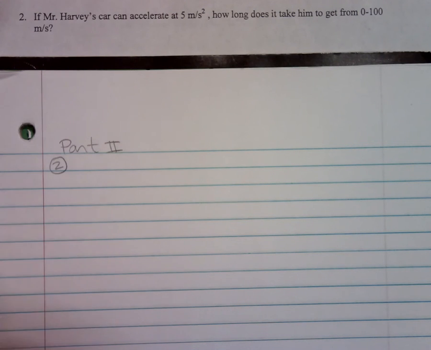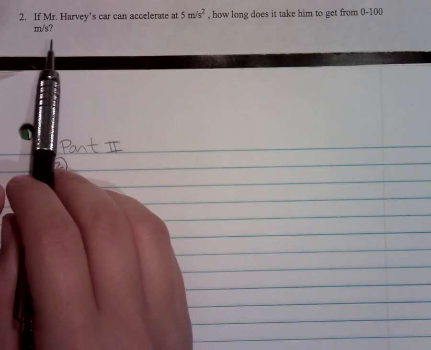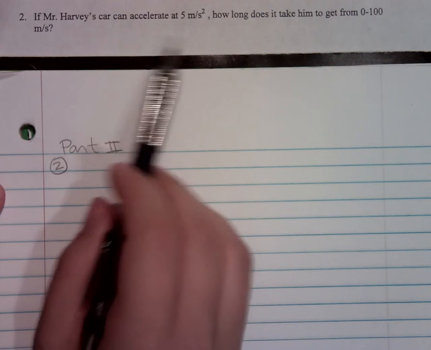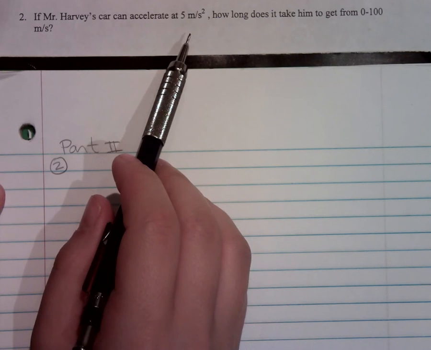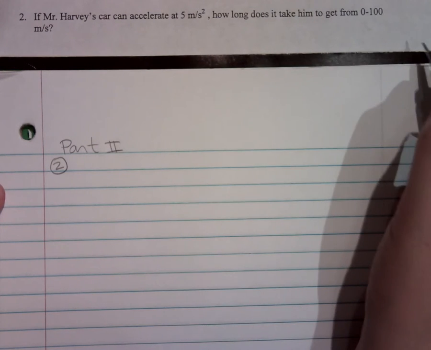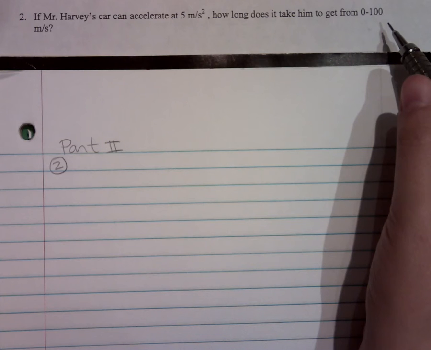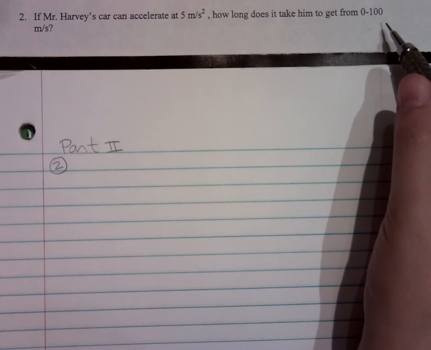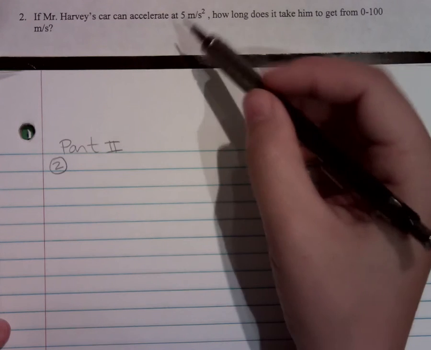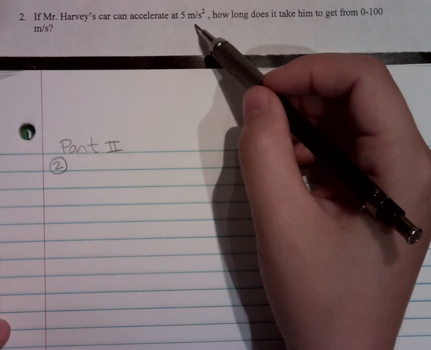Alright, part 2, number 2. If Mr. Harvey's car can accelerate at 5 meters per second squared, how long does it take him to get from 0 to 100 meters per second? Okay, so Mr. Harvey's car is going to go from 0 to 100 meters per second, and it's going to accelerate at a rate of 5 meters per second squared.